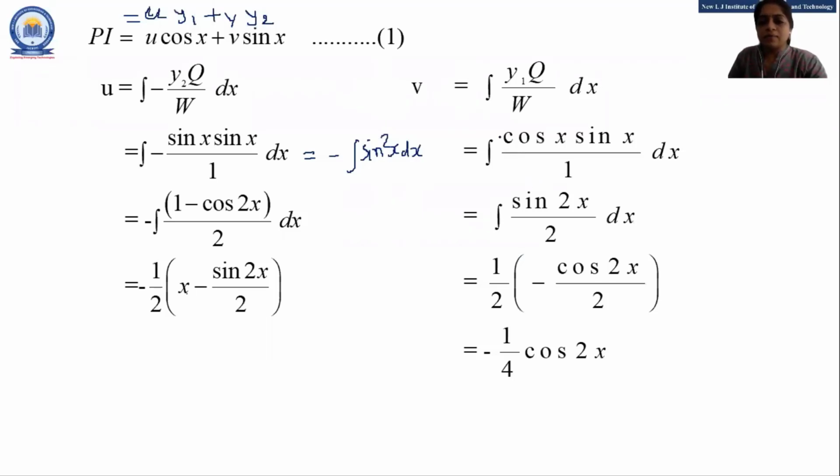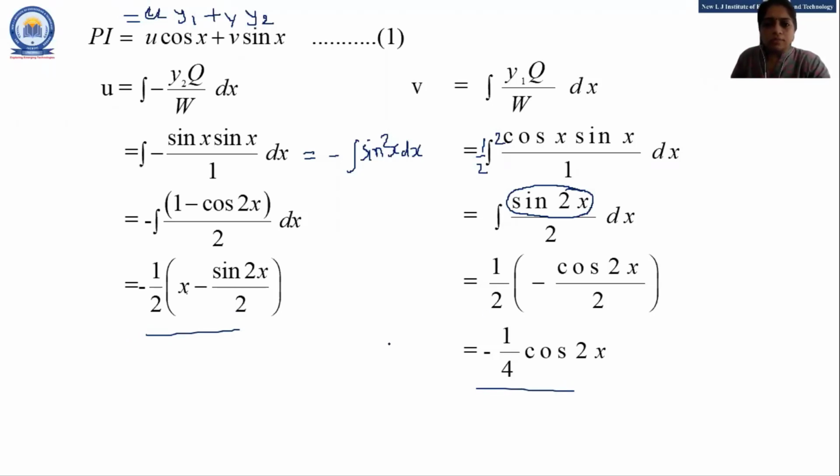If I multiply and divide by 2 in the numerator and denominator, it will convert into sin 2x. So this is sin 2x by 2. So the integration of this sin 2x is what? Minus cos 2x upon 2. So my final answer of V is minus 1 by 4 cos 2x. Any doubt, students, about this step till this step? This is the value of U and this one is the value of V.